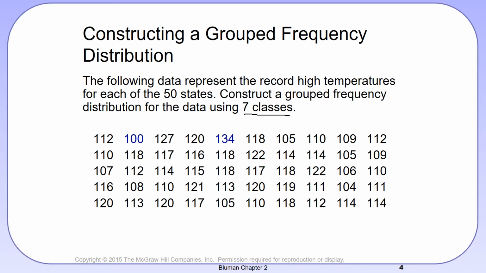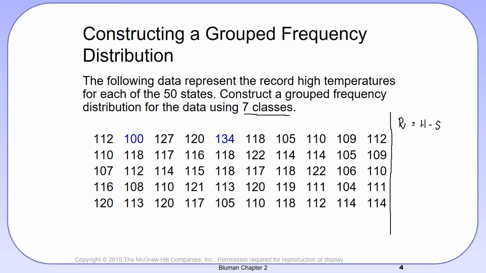So first of all we need to find out the class size. How to find out the size of the class? Before that, we need to find out the range of the data. What is the formula to find the range? Here in this observation, the range of the data is equal to highest value minus smallest value.